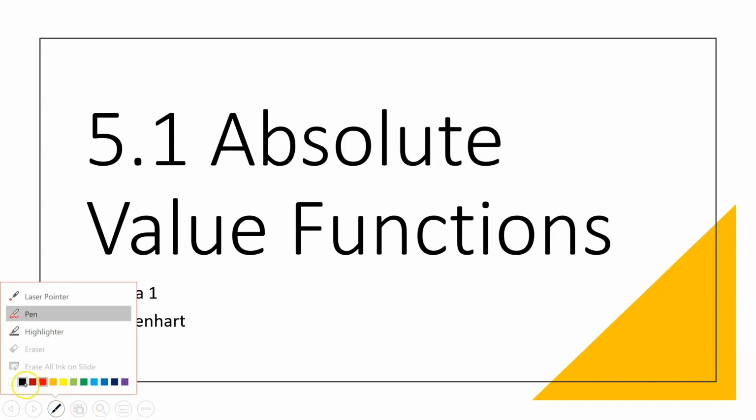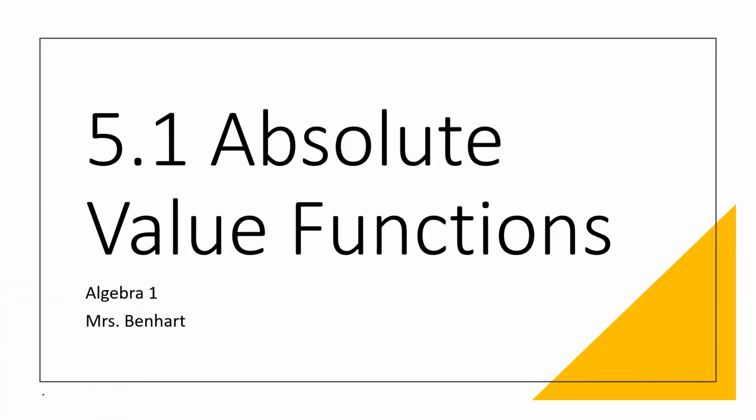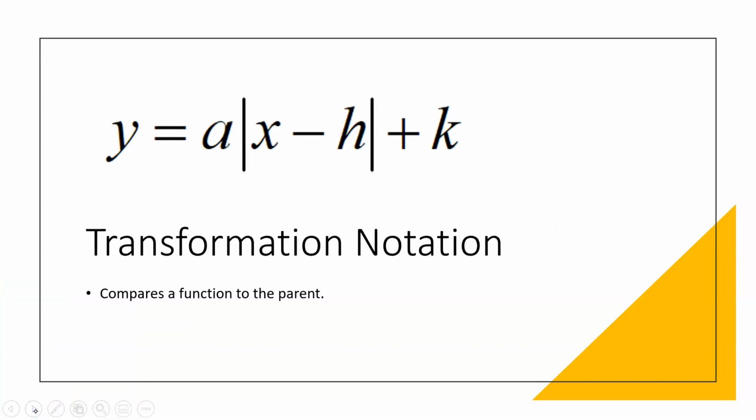All right, today we're going to talk about absolute value functions and how to graph them. This is transformation notation, this equation. And all these pieces of the equation, the A, the H, and the K, will tell you what the function looks like compared to a parent. So each piece of those is going to tell you that the equation is shifted or changed in some way compared to the parent. Let's talk about those pieces before we get into graphing.